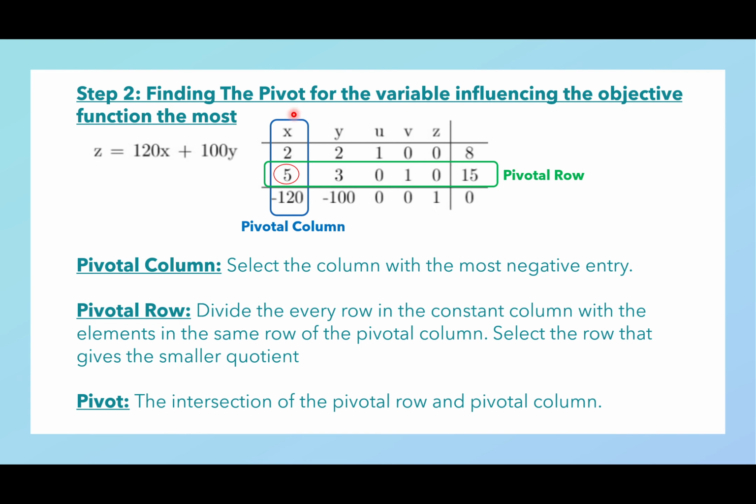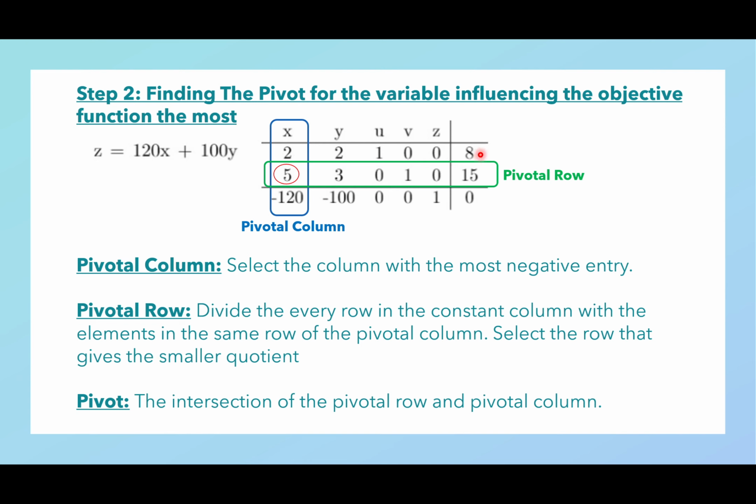Now, since we decided that we're going to fix a value for x first, we can't just fix any value for it. We need to find a value that satisfies both these constraints as well. Now, in order to do that, we select a pivotal row. To do this, we divide every row in the constant column with the elements in the same row of the pivotal column. And we select the row that gives the smaller quotient.